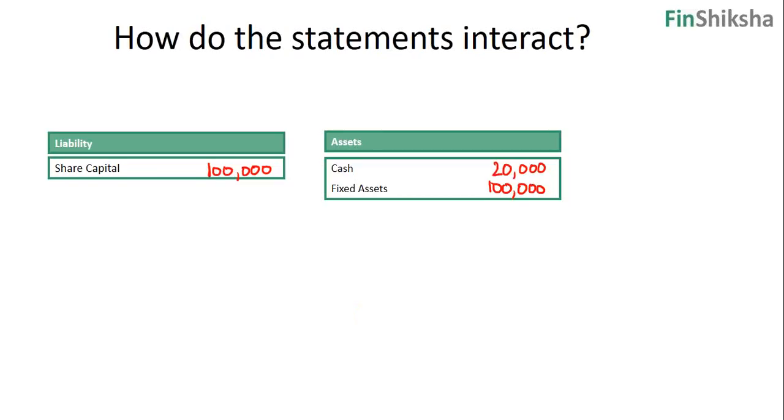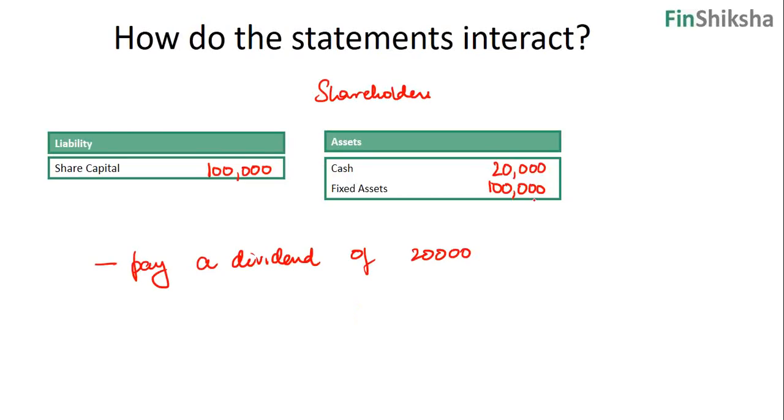Whose money is this? This entire money that started the business and the profitability that came out of it belongs to the shareholders. So the company could either pay the shareholders what is called a dividend of 20,000. If you pay a dividend of 20,000, this 20,000 will go away. It will become zero here, right? So this will become zero here, and you'll be left with fixed assets of 1 lakh and share capital of 1 lakh. So that's how it works.